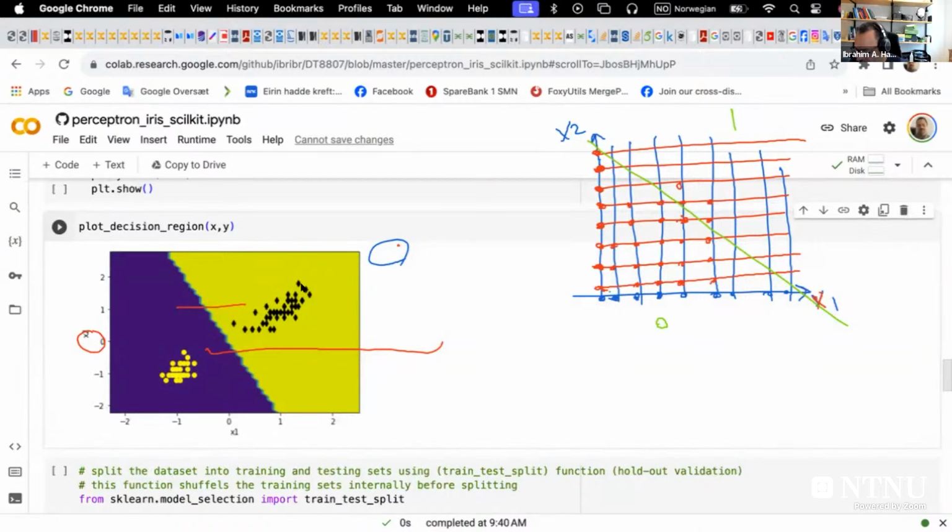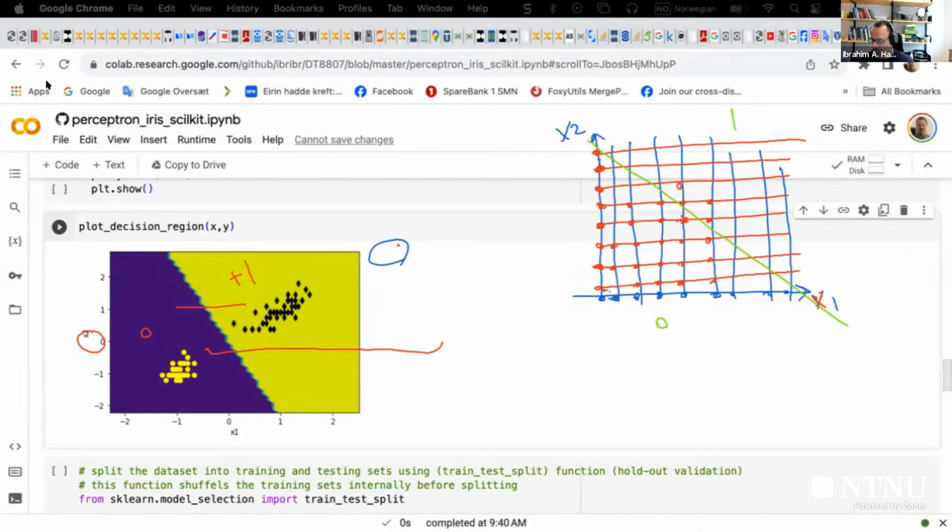All data points above the line will be classified into +1, and all data points below the line will be classified into 0. So it's very easy to do. Please, if there is something difficult, just ask me immediately.